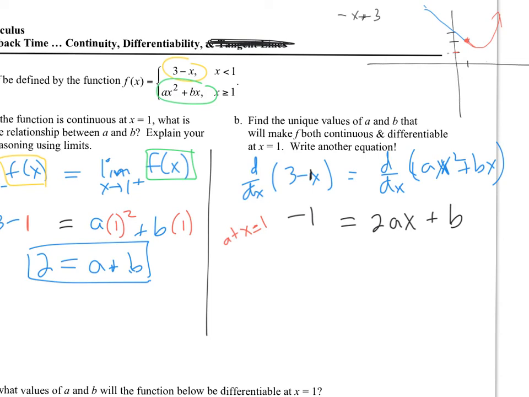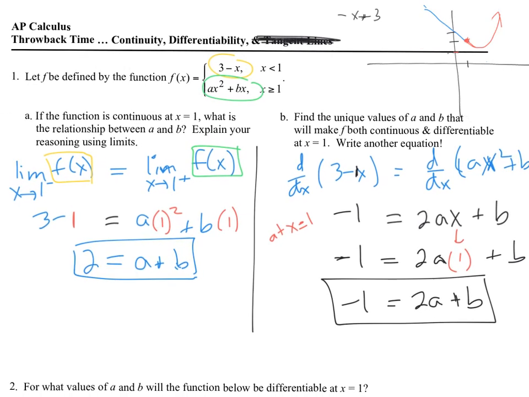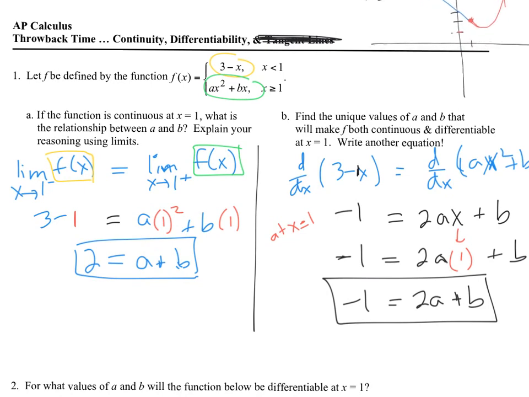So I'm going to substitute in for my x value a 1 right here, because I want to know when x is equal to 1, and I'm going to rewrite, and I've got negative 1 is equal to 2 times a times 1 plus b. In other words, negative 1 is equal to 2a plus b. And it looks like we have ourselves a second equation that has both an a and a b in it. And at this point, the calculus is done, folks.